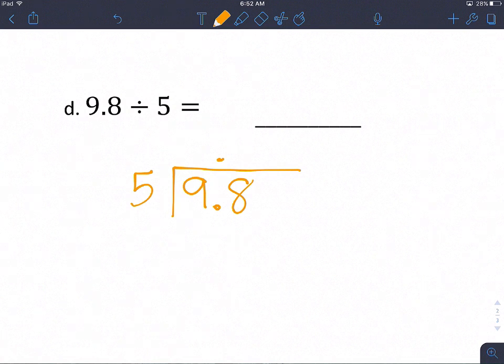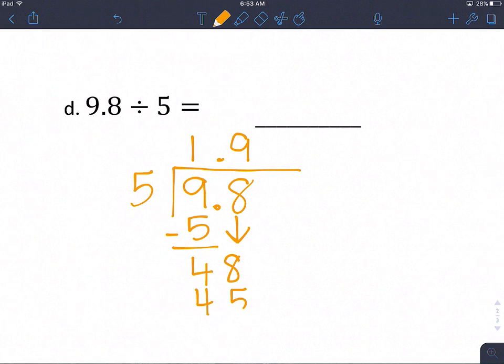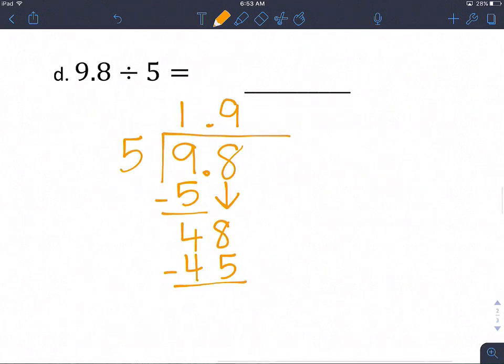5 goes into 9 one time, and that would be 5. So subtract and I get 4. Now bring down my 8. 5 goes into 48 9 times. 9 times 5 is 45. And I can subtract, and I'm left with 3.